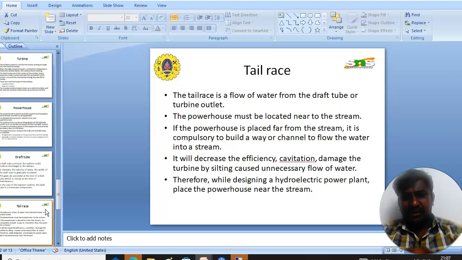Tail race is the flow of water from the draft tube or turbine outlet. The powerhouse must be located near the stream. If the powerhouse is placed far from the stream, it is compulsory to build a way or channel to flow the water into the stream. It will decrease the efficiency, cause cavitation, and damage the turbine by silting caused by unnecessary flow of the water. Therefore, while designing the hydropower plant, place the powerhouse near the stream.